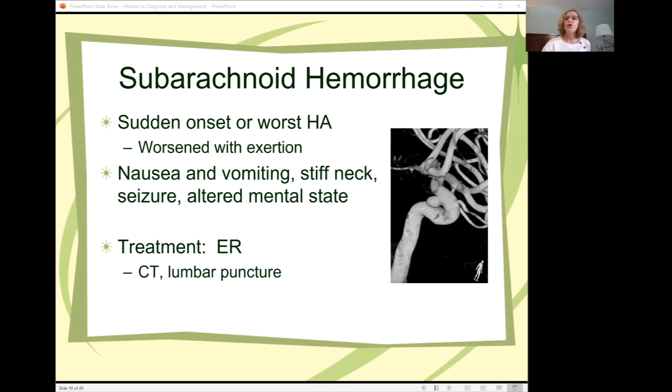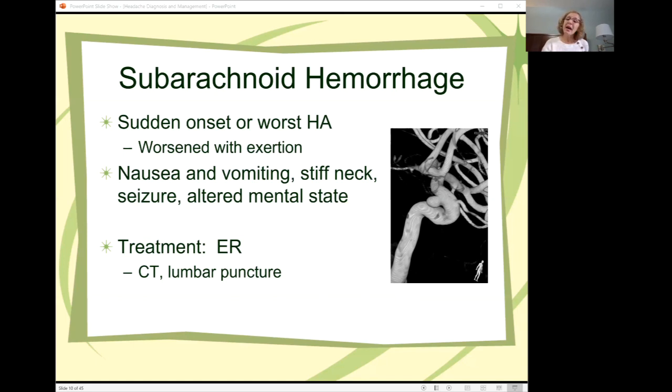Subarachnoid hemorrhage is one of the most feared causes of headaches. An aneurysm bursts, and we have a hemorrhage in our brain. These patients have what's described as a thunderclap headache, a very severe headache that reaches its peak within 60 seconds. The headache is worsened by physical exertion, such as Valsalva maneuver, exercise, or intercourse. And other neurologic symptoms are generally present, such as nausea, vomiting, stiff neck, seizures, or altered consciousness.